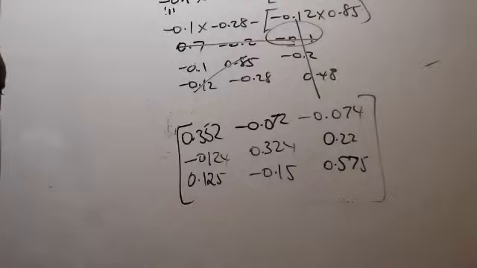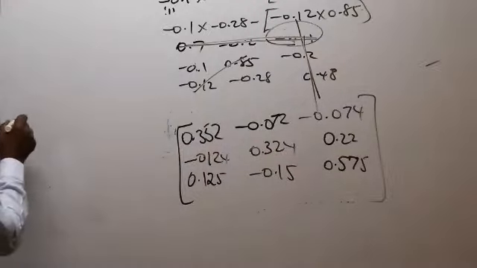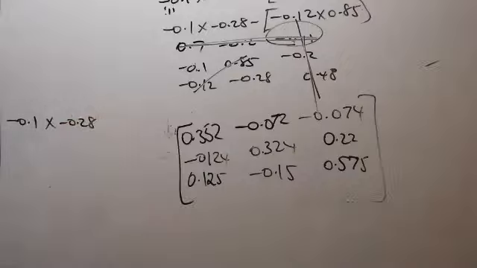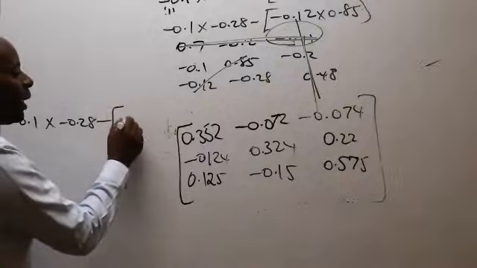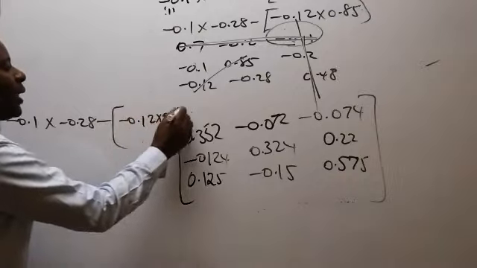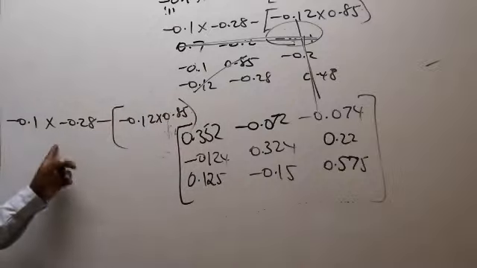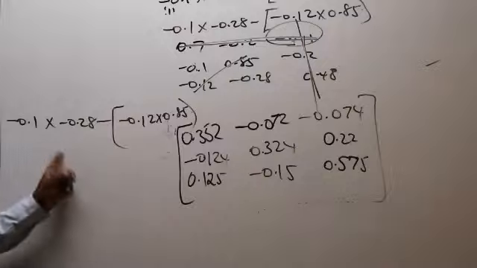Same answer. Let's see. So for member 3, where are we? We have minus 0.1 times minus 0.28. That is the primary diagonal; you don't have to put it in brackets. Secondary, so minus the secondary, which will be minus 0.12 times... let us leave whatever we are doing and concentrate on this third minor element, and then we compare notes.